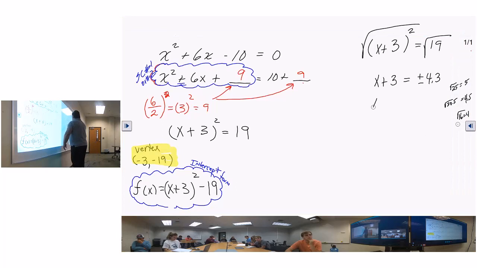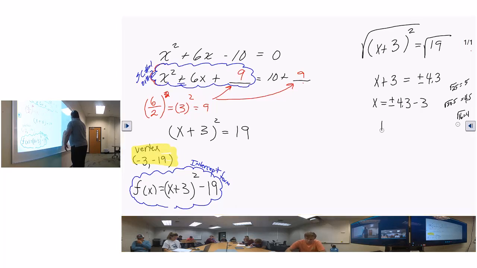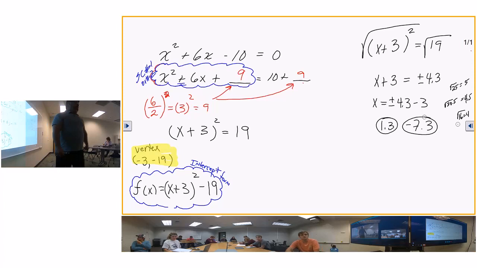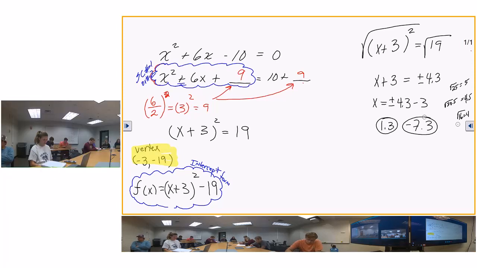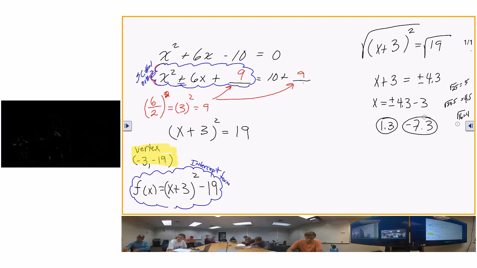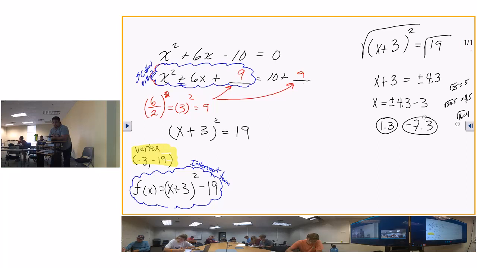So x is equal to positive or negative 4.3 minus 3. 4.3 minus 3 is 1.3, and negative 7.3. Now I want you to draw the graph. Sketch the graph and do the domain, range, increase and decrease, and line of symmetry. And that's what we went over last week. Whatever day that was, Thursday? Jake, you remember going over that Thursday? Oh, yeah.